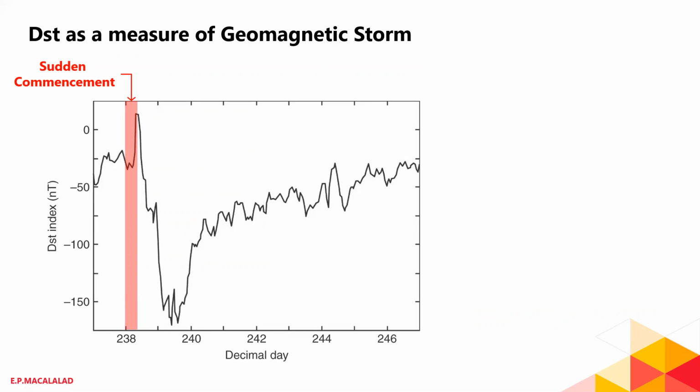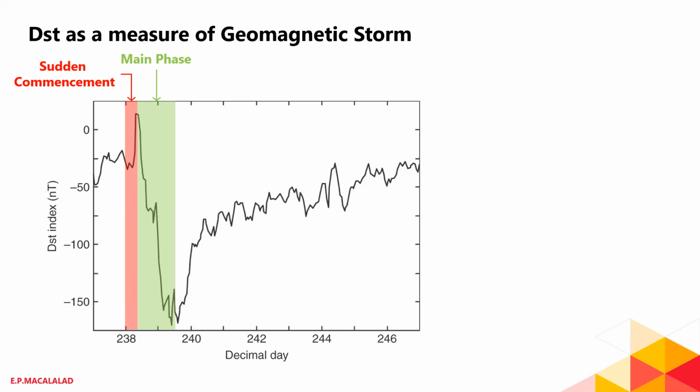But after the reconnection happens, the main phase will now commence. So this is now the main phase. The main phase is characterized by a decrease in the horizontal magnetic field because, as I mentioned before, during the magnetic storm, the magnetic field is weakened because of the reconnection. So some of the magnetic field lines created by the Earth reconnect with the IMF. Thereby, the magnetic field of the Earth weakens.